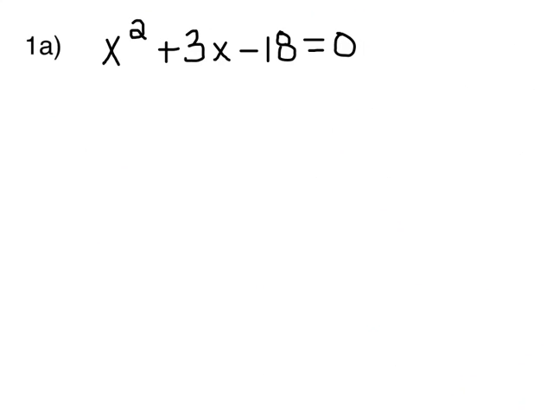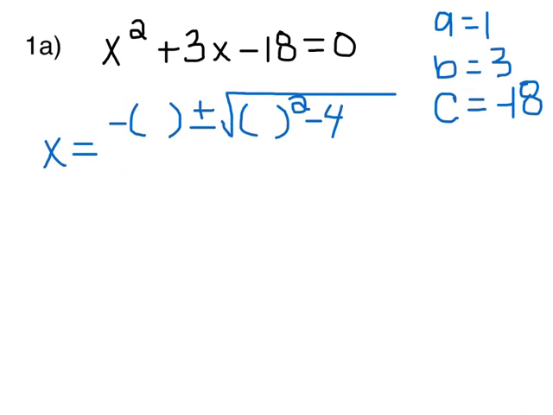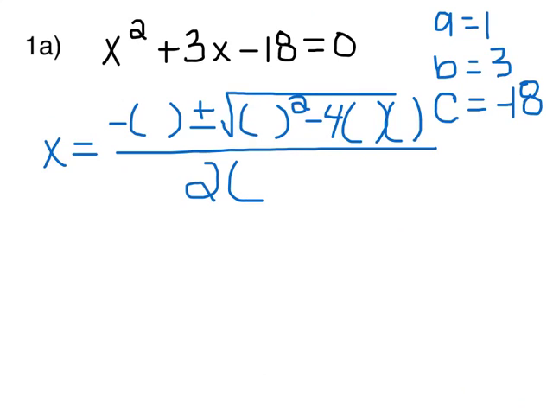In example 1a, our a in our quadratic equation is equal to 1. Our b is equal to 3, and our c is equal to a negative 18. Let's start plugging this into our quadratic formula. X equals negative b plus or minus the square root of b squared minus 4ac, all divided by 2a. So, negative b is negative 3, so we'll be plugging in a 3 right here.